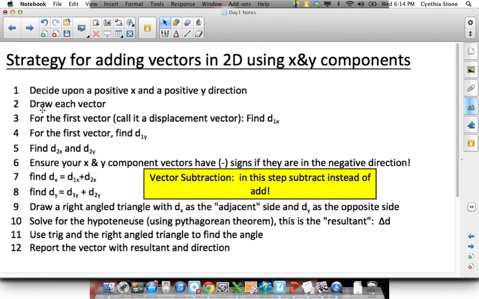This here you should have. You don't need to copy this, of course, because you should have it in front of you. And when I add in 2D using x and y components, these are the steps. I'm going to list step 1, 2, 3 all the way through.